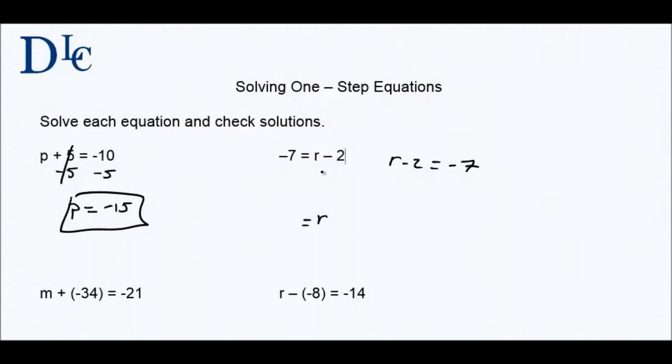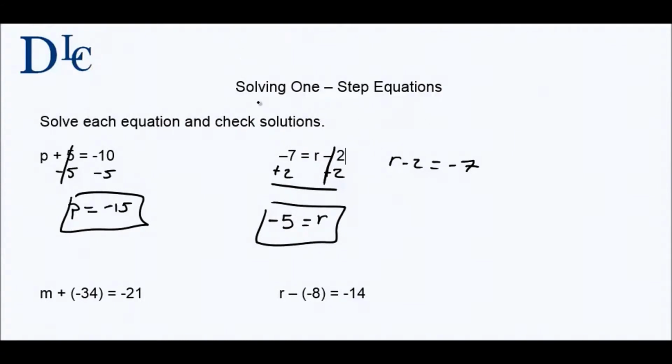So here we have the r on the right side, so I'm going to eliminate the negative 2. How do I do that? By doing the opposite. The opposite of negative 2 is positive 2. But what I do to one side, I've got to do to the other. I've got to have this equation stay an equation. It's got to stay equal. So that's gone. Now I have r right here, and negative 7 plus 2 is negative 5. So you could say negative 5 equals r, or r equals negative 5. It doesn't matter.